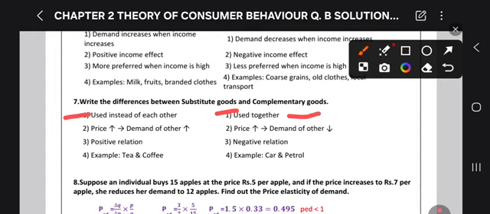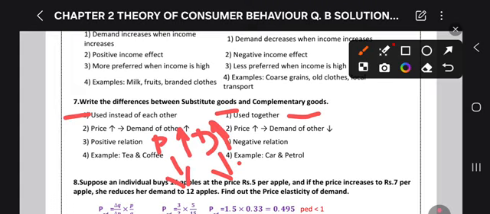When the price of tea powder and milk increases, as well as the price of tea, demand for tea reduces. Substitute goods have a positive relation: when price increases, demand also increases; when price reduces, demand reduces. Positive relationship between price and demand.